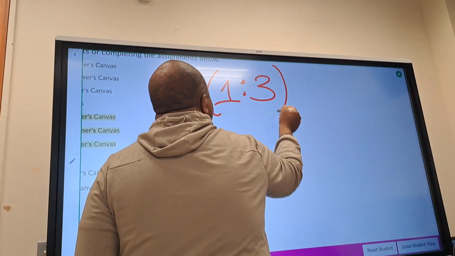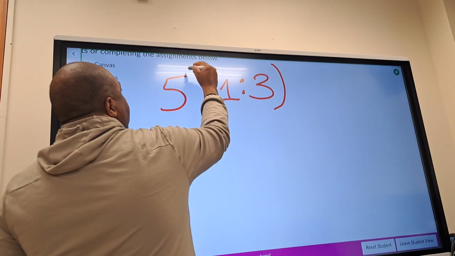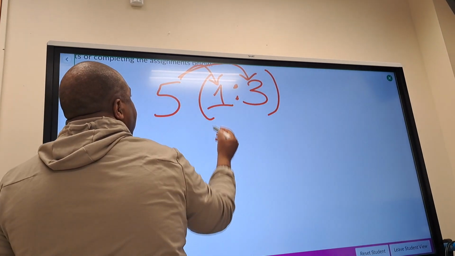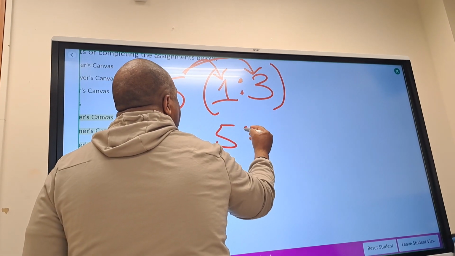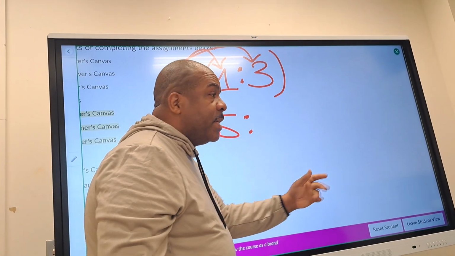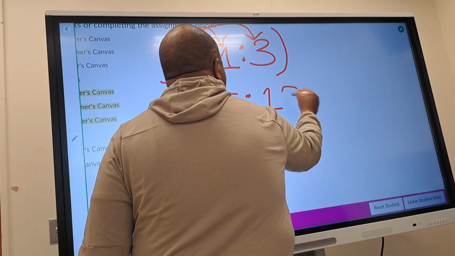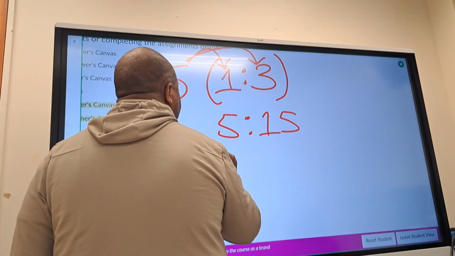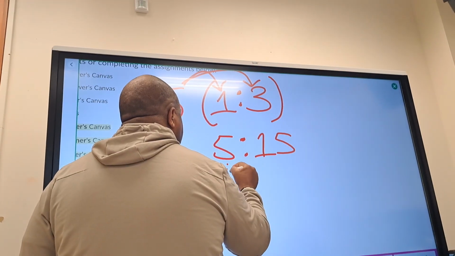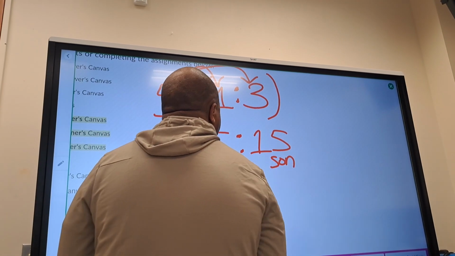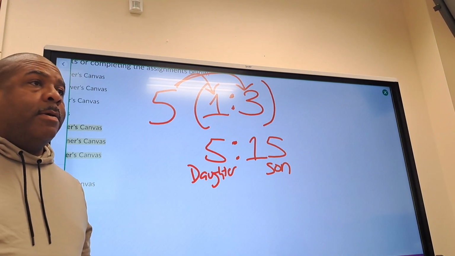If I'm going away for 5 days, then I'm also going to do the same distribution. What's 5 times 1? What's 5 times 3? 5, 10, 15. Good. That's what I said. I said 15. You said 15. I just want to make sure we got there right. So this is my daughter for the week, and this is my son for the week. Does that make sense?